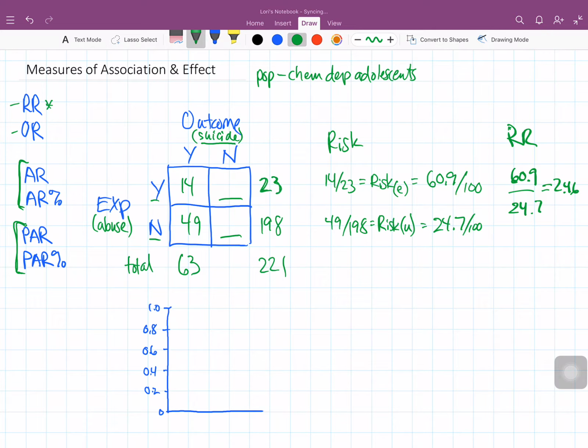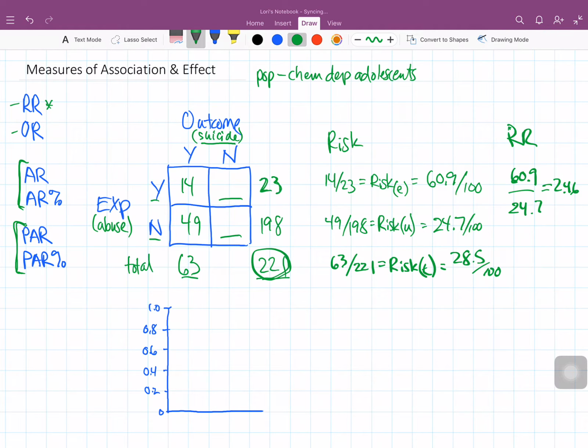In terms of the total then, I'm going to also use these numbers and do something with them. I'm going to say the total risk for this particular group, remember here we have our population of chemically dependent adolescents, is 63 divided by 221, which I'll call risk total, that's a T, is equal to, and you can calculate this out, 28.5 per 100. So those are some of the numbers that we will be using for the next little bit.